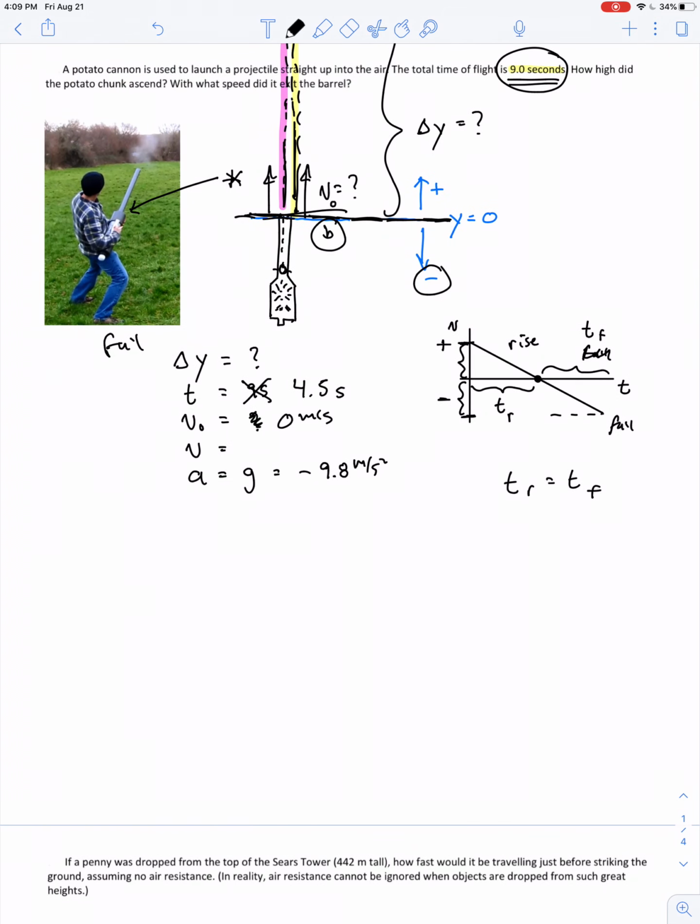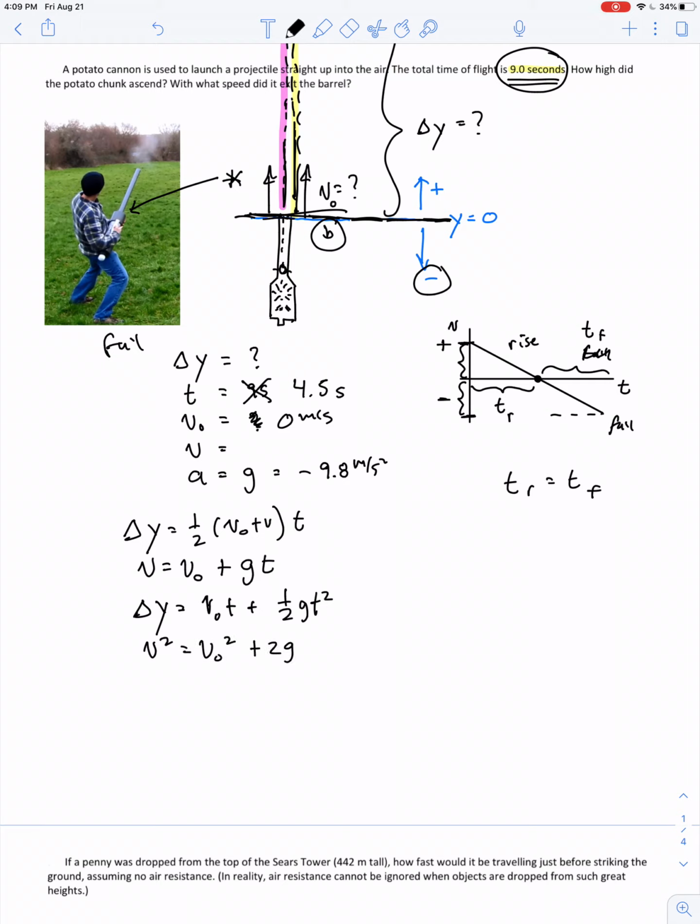Let's see, maybe it helps just to write out all of the kinematics equations. So delta y equals 1/2 (v naught plus v) times t. Final velocity is initial velocity plus acceleration times time. Here I'm using the symbol g for acceleration. Delta y is equal to v naught t plus 1/2 g t squared, or v squared equals v naught squared plus 2g delta y.